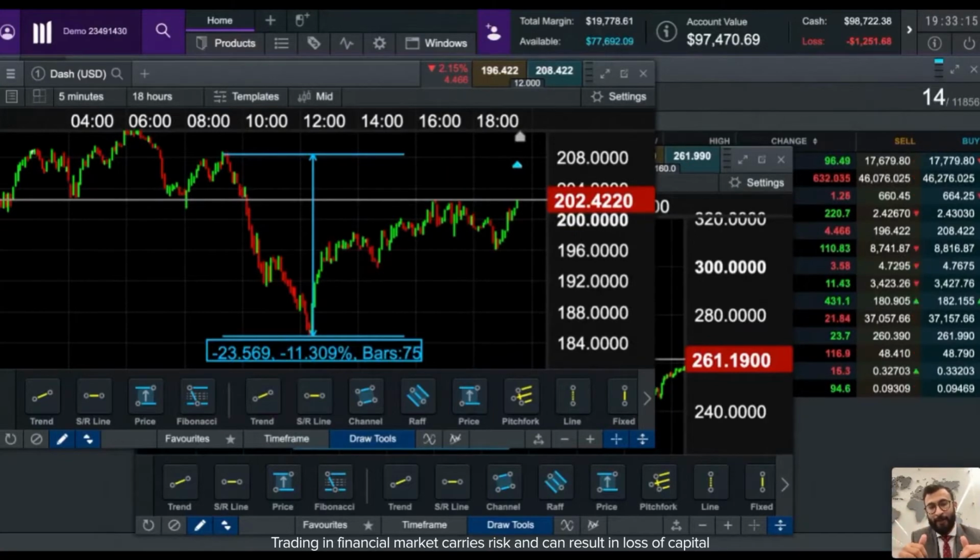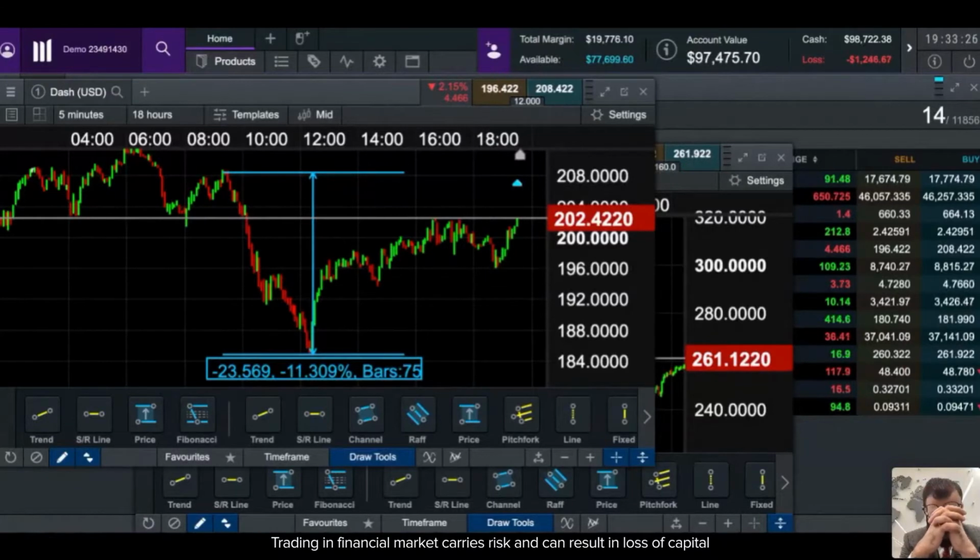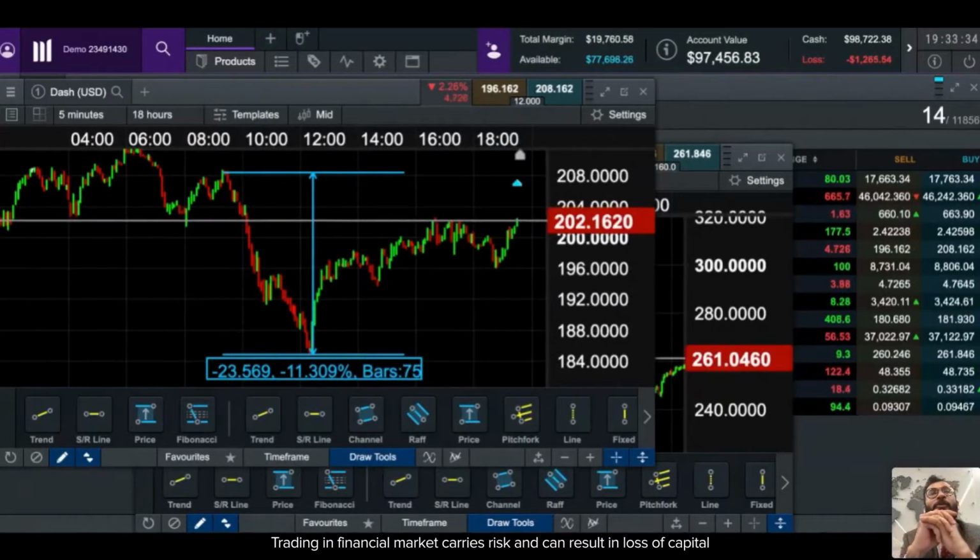Now, yesterday when crypto fell, Dash went down by 11%. So if you had bought Dash, what would be your loss? Use your chat options, guys. If yesterday you bought Dash and I'm telling you Dash went down by 11%, what is your loss in the Dash position?